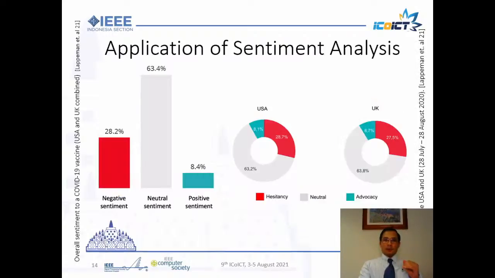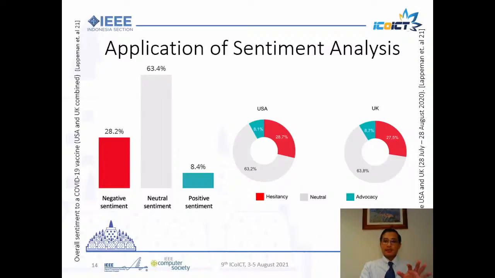Now, we have shown how this method can be applied to COVID-19. I would like to show you some of the recent work that is being shared to analyze COVID-19. For example, sentiment.